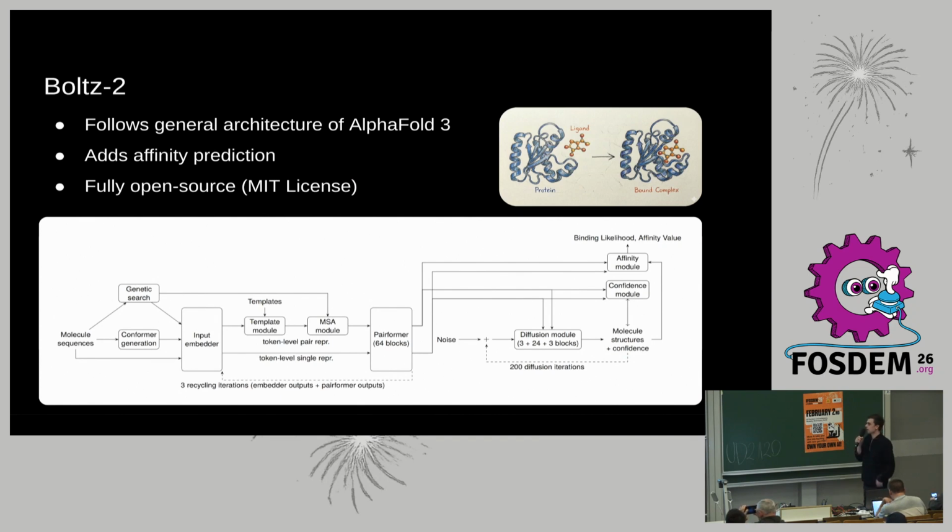Boltz-2 builds on top of AlphaFold, but it also adds affinity prediction, there in the top right corner. Affinity prediction predicts basically the probability and how strongly a small molecule binds to a protein. For example, a protein could be a harmful protein, and then you want to design a drug, so a small molecule, the ligand here, that attaches to the protein and maybe disables its function. And that's why binding affinity is so important for drug discovery.